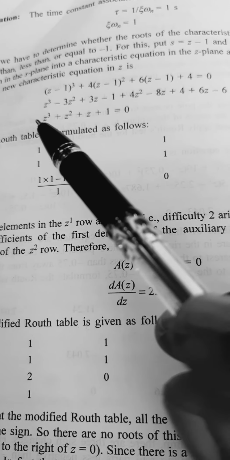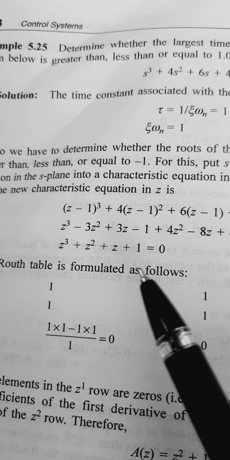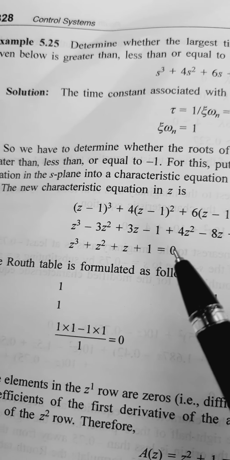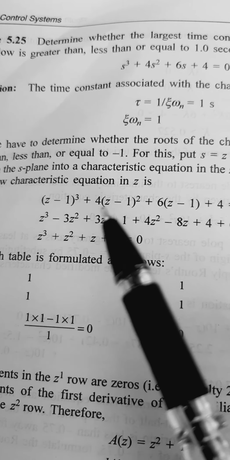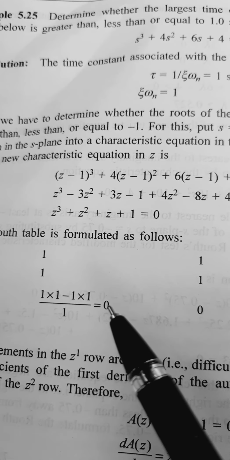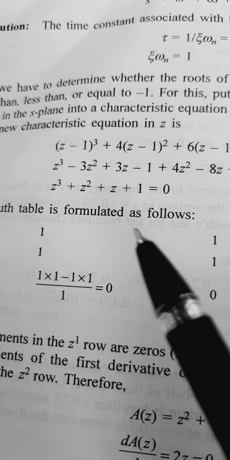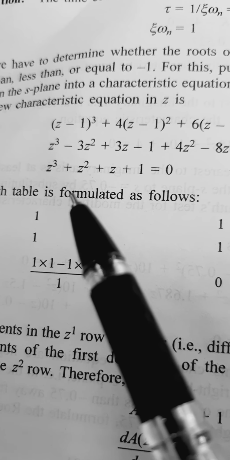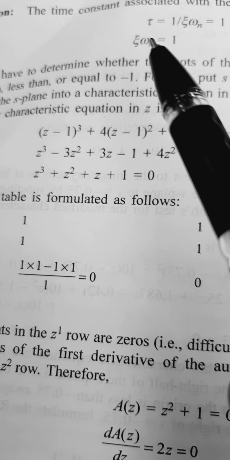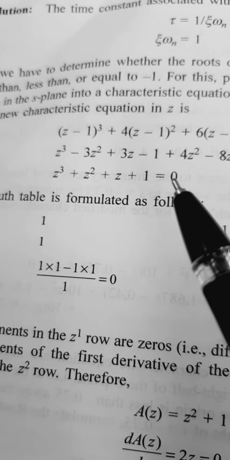That means, due to the present characteristic equation, the roots are not on the left of s equal to minus 1. The real parts of s are not less than minus 1. Some poles are on the right of this, xi omega n, that is 1. That means the real part sigma is equal to minus 1.